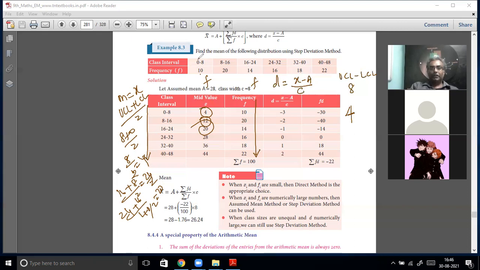Now what mean can you assume? The class intervals start at 0 and end at 48. Let us say the mean is assumed as 28. Either you can assume 24 or 28. This fellow has assumed the mean as 28. Even if you assume 24 or 26 or 28, you will still get the good answer. But assume 28 and you will see why it is very easy. See what the values are: minus 3, minus 2, minus 1, 0, 1, 2. So step deviation method will give you very simple calculation. You think you are doing extra work, but the calculation will become very simple. So d is equal to x minus a by c.